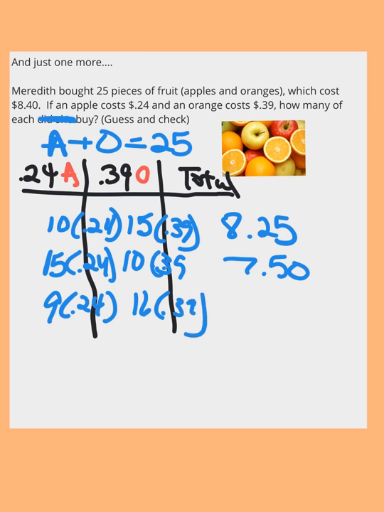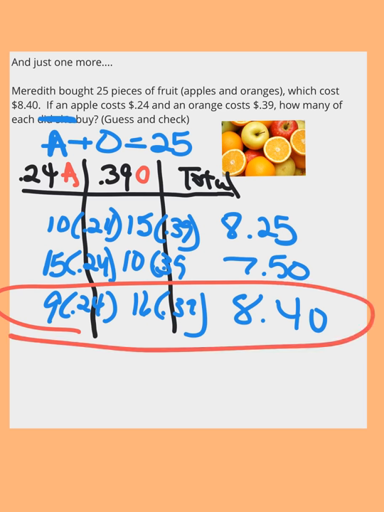9 apples is going to give me 216, and 16 oranges is going to give me the 840 that I need. 16 oranges is 624, so that total is 840. So after a couple trials and errors, I can see that 9 apples and 16 oranges will give me the $8.40.